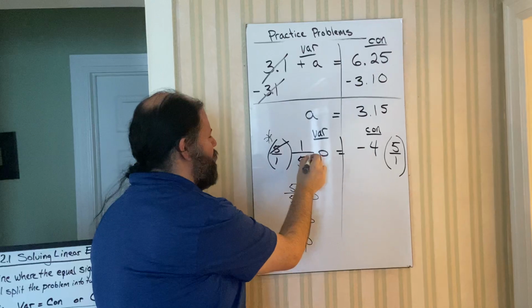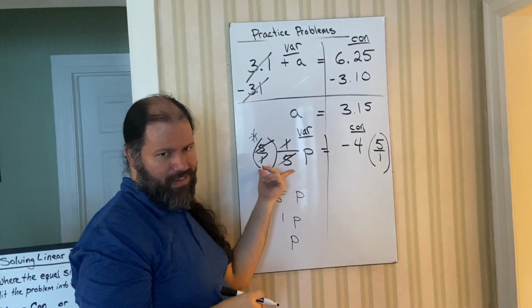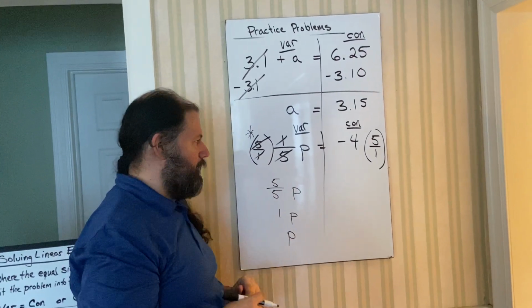Others are my cross cancelers. You say 5 on top, 5 on the bottom. 1 on top, 1 on the bottom. When everything cancels out, it's not 0. There's a secret 1. And then 1 times p is p.